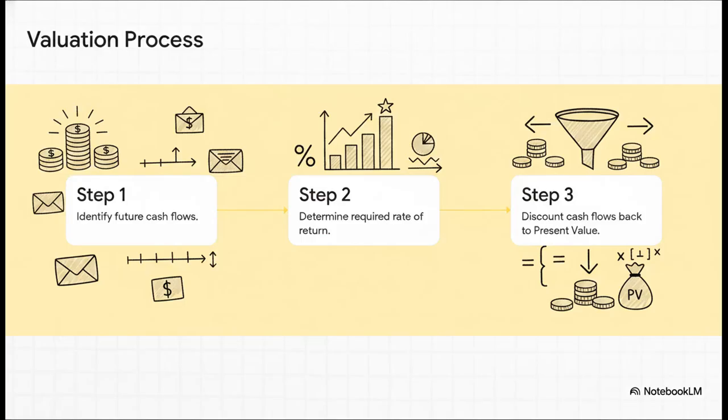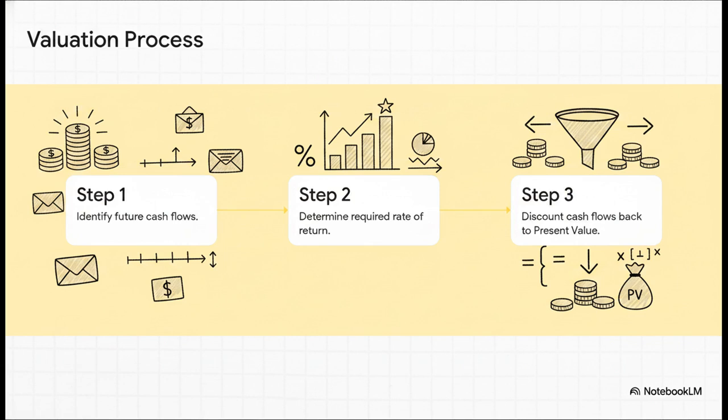Let's break this down into a deeply logical 3-step process. Step 1, map out all your future cash flows. Simply ask yourself, when exactly are you getting your coupons and when are you getting that final redemption value? Step 2, determine your required rate of return. This is basically your opportunity cost.